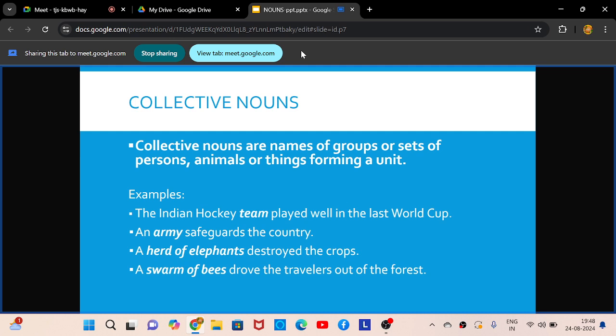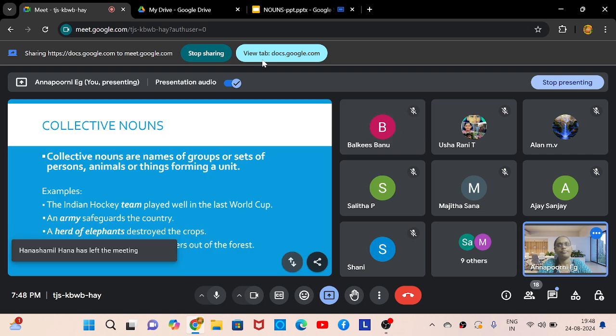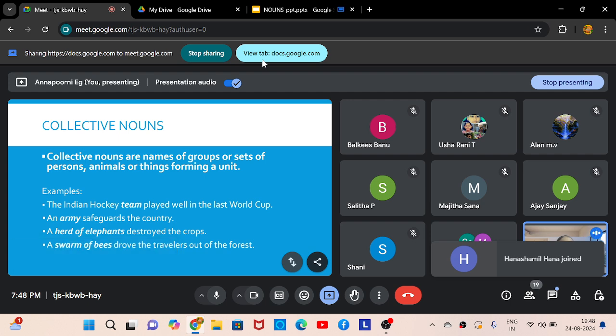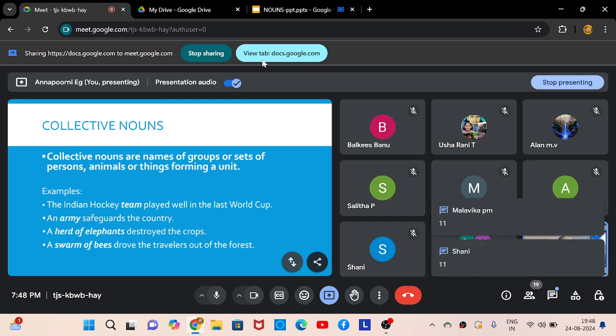Do you know how many players are there in a hockey team? Can anyone comment in the chat box? How many players are there in a hockey team? Yes, Malavika, you are right. It's 11. And what about cricket? How many players are there in a cricket team?